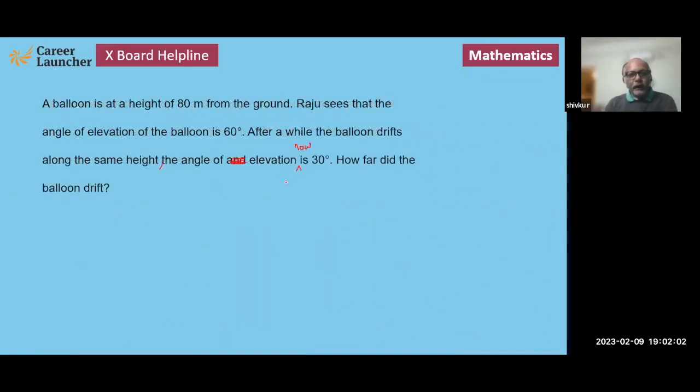A balloon is at a height of 80 meters from the ground. तो जैसे चाइनीज बैलून था, चाइनीज बैलून का क्या हाइट था? अभी जो कंट्रोवर्सी चल रहा था यूएस में, Chinese balloon was at a height of 15,000 feet, right? So imagine that there's a balloon, it's a height of 80 meters from the ground.